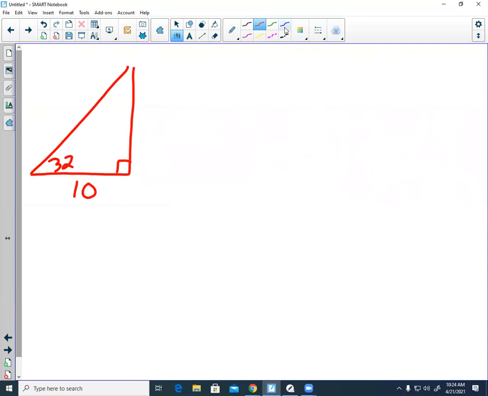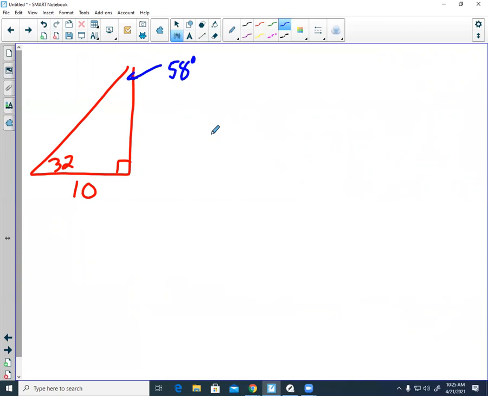One thing should be pretty easy to find, and that should always be the other angle. If you're given one angle, the other one should be pretty easy to find. What do I have to do to find that angle right there? Subtract the other one from 180, right? 180 minus 90 minus 32 gives me 58. So there's 58 degrees for that angle right there.